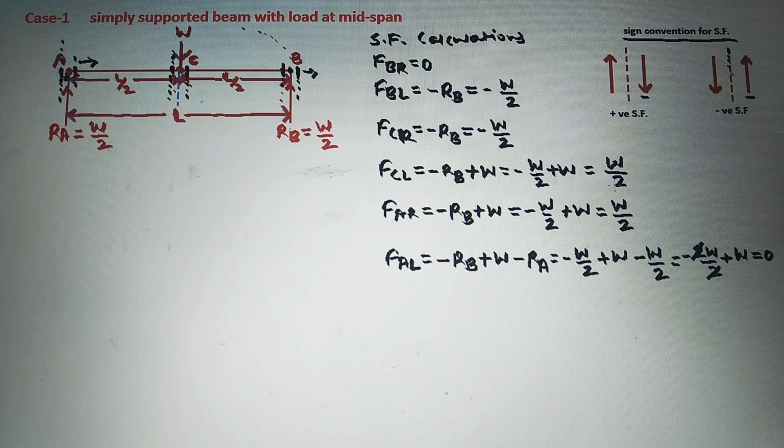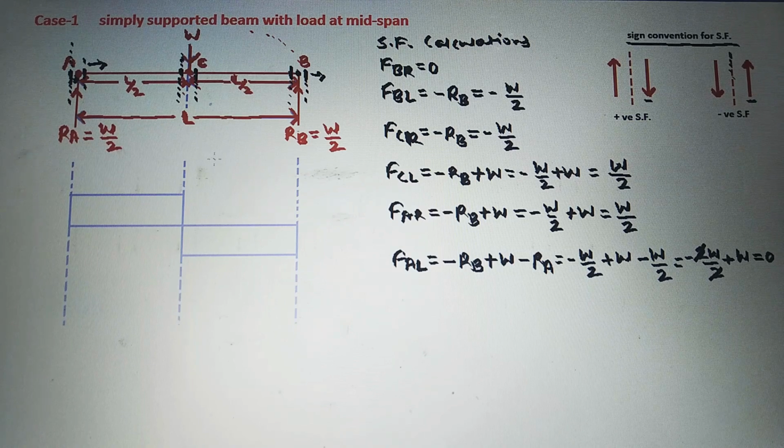So these are the shear force calculations for this simply supported beam with load at mid-span. Next we will draw the shear force diagram. Now to draw the shear force diagram, first we will draw the baseline. On this baseline, this is point A, this is B, and this is point C. Now we will plot the magnitudes of shear force here. Negative magnitude will be plotted below the baseline and positive will be plotted above the baseline approximately.